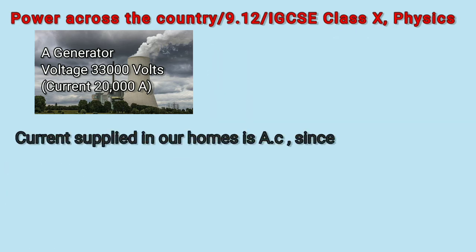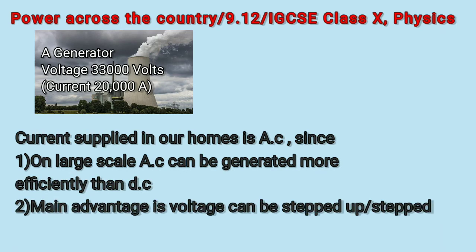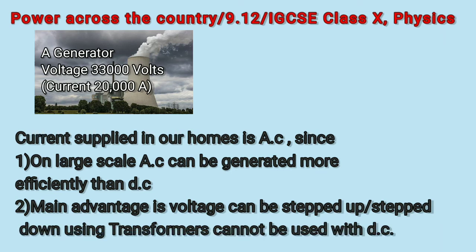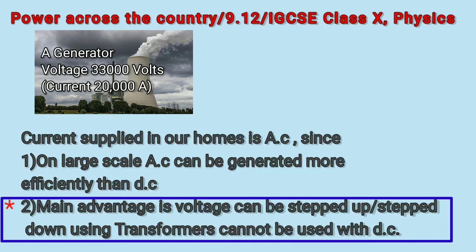The current supplied in our homes is alternating current, or AC, since on a large scale AC can be generated more efficiently than DC. The second main advantage is that voltage can be stepped up or stepped down using transformers, which cannot be done with DC.